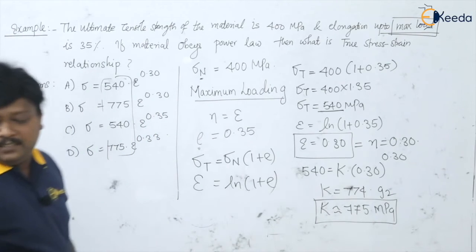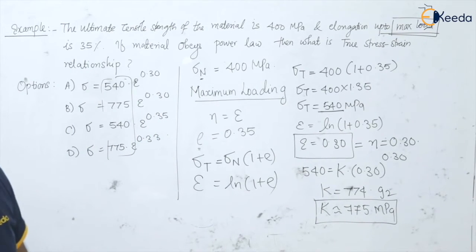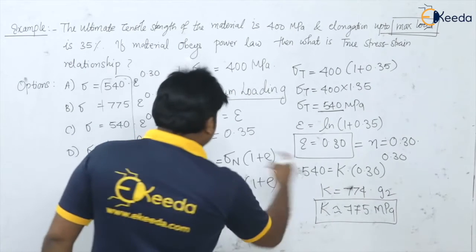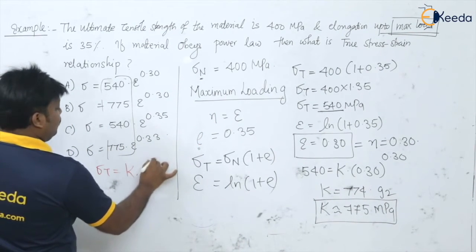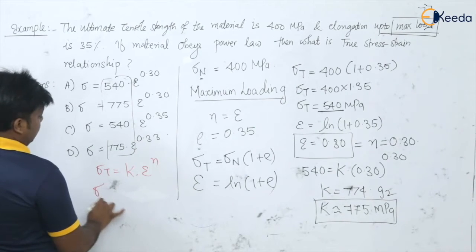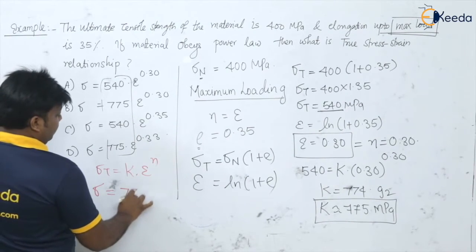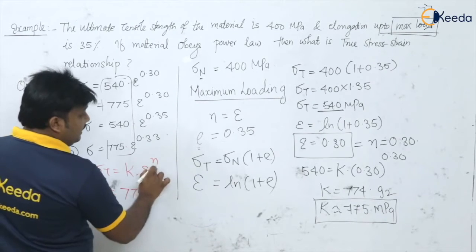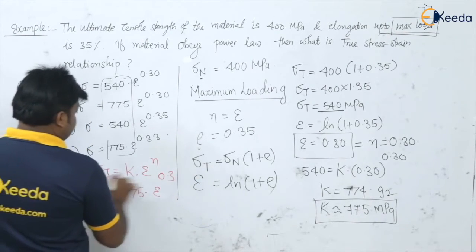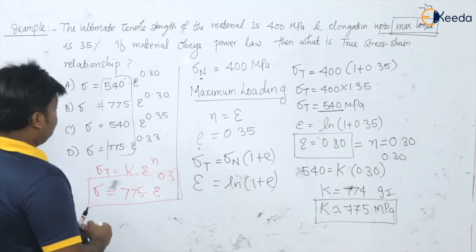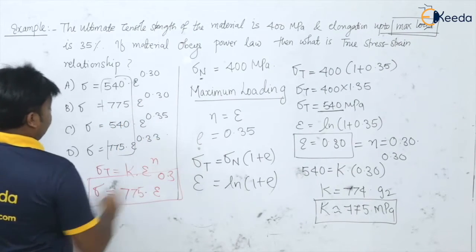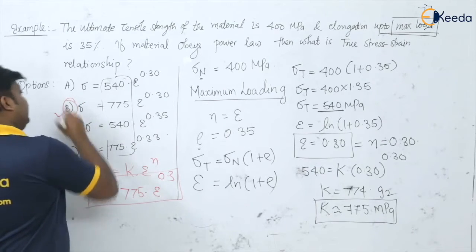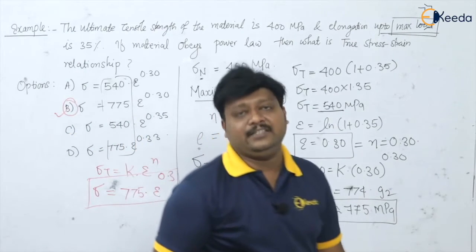Let us check, compare. What do you have to do? You have to compare. Sigma t is equal to K into epsilon to the power n. So sigma is equal to K, which is 775, into epsilon to the power n, which is 0.3. So this is the correct relationship: 775 into epsilon to the power 0.30. This B is the correct answer.